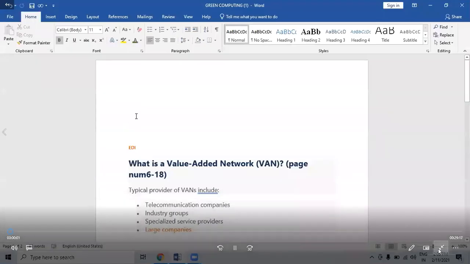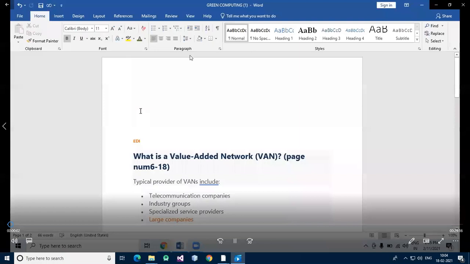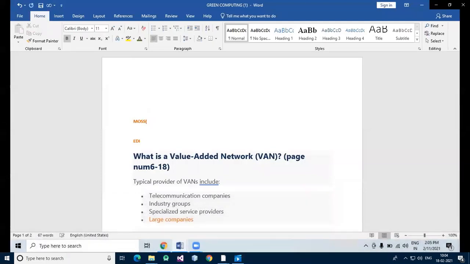Hello everyone. So after the points of LAN, local area network, web server, web browser, and web page development, which we have seen in my previous lecture, now let's see the next point, that is MOSS. It is nothing but Microsoft Office SharePoint Server. So we have to see this point in today's session.